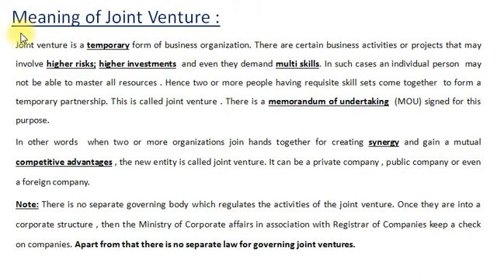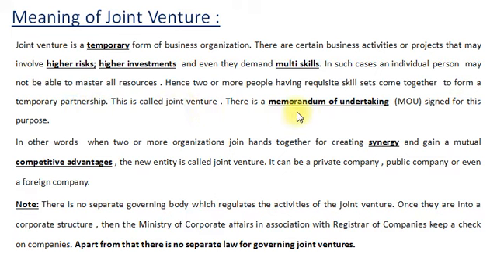First, let us see the meaning of joint venture. Joint venture is a temporary form of business organization. There are certain business activities or projects that may involve higher risks, higher investments, and even demand multi-skills. In such cases, an individual person may not be able to master all resources. Hence, two or more people having requisite skill sets come together to form a temporary partnership. This is called joint venture.